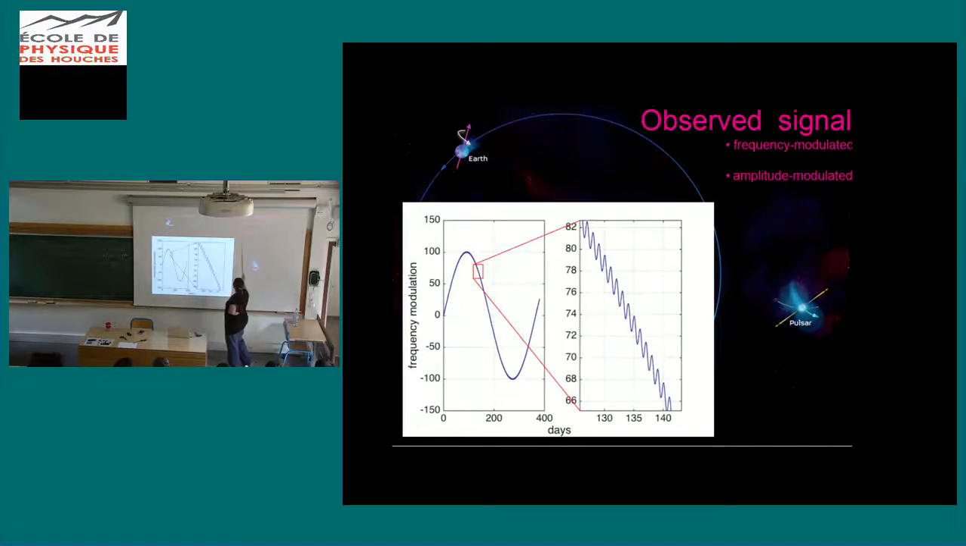And not only that, it will also be amplitude modulated, because our detectors are not equally sensitive to every point in the sky. And so as they move with respect to a fixed point in the sky, the sensitivity with which they will be responding to a signal is different. So this is actually not a perfectly sinusoidal signal.